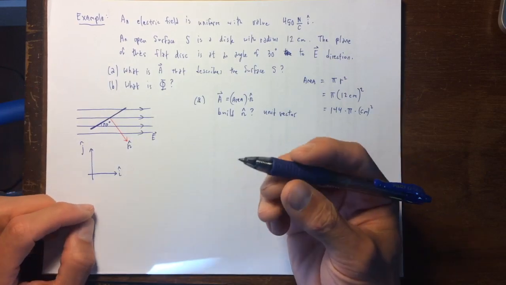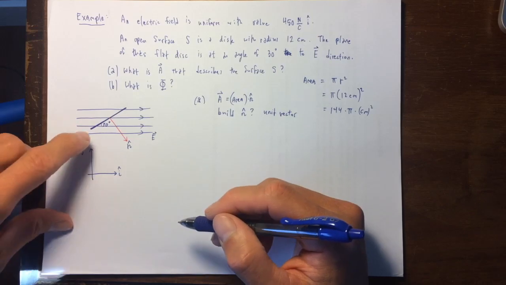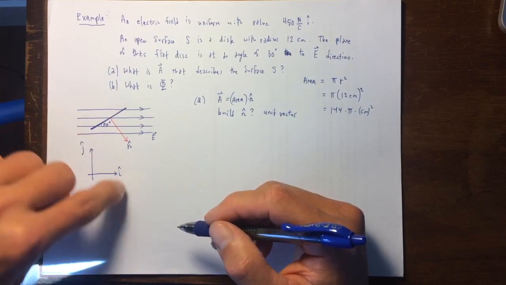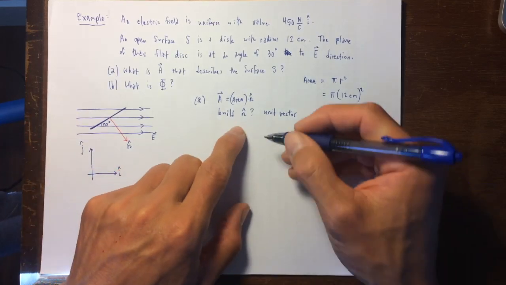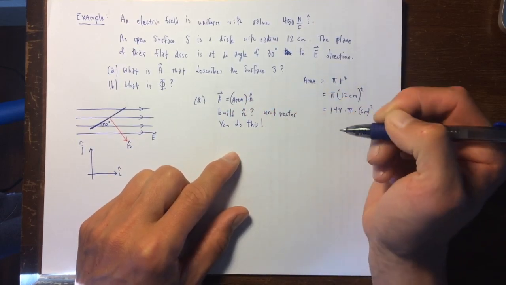So you could choose to do this. You need a vector of length 1 that points in the correct direction, right? So I'm going to let you do this.